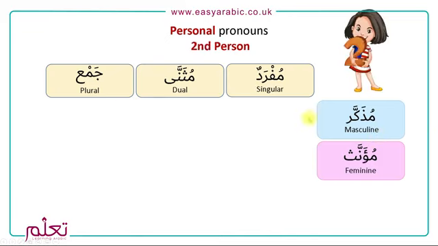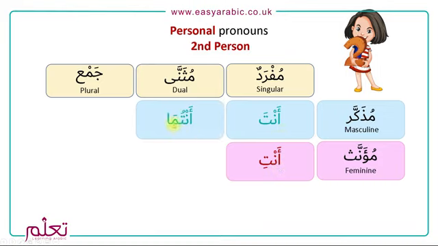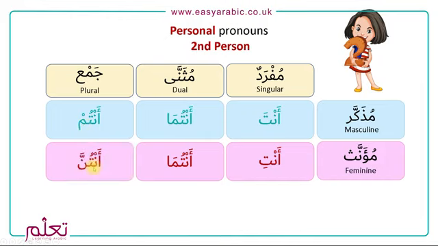Second person, we have the same thing. When we talk to a second person, if it's masculine, it's anta. If it's feminine, it's anti. When it's two people, we'll say antuma, masculine, and the same again for feminine, antuma. And then for jama', it is antum, and antunna because we're talking about females only.